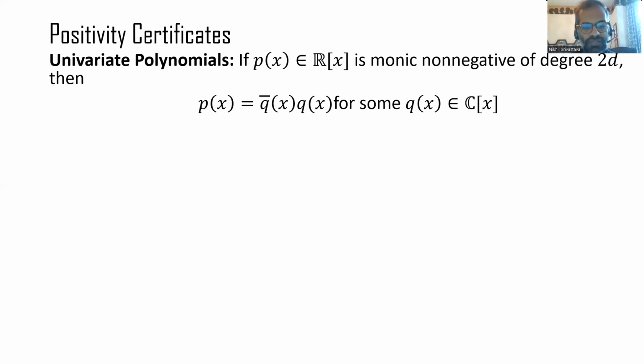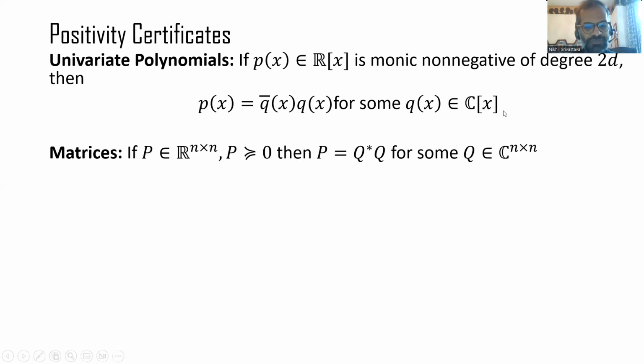Okay. Another positivity certificate you might be familiar with is for matrices. So if you have a positive semi-definite n by n matrix, then it has a Cholesky factorization. So you can write it as Q star Q, where Q is a complex n by n matrix, and star is the adjoint. Actually, in this case, you can even take Q to be real.